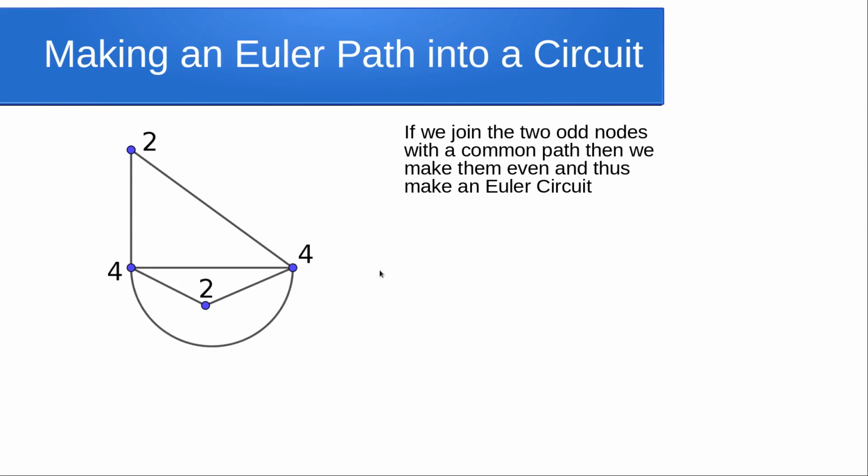Now it might be clear to you that if we had more than 2 odd nodes, let's say we had 2 pairs of odd nodes, then if we join one pair together with a path, we end up with an Euler path, and then we join the next pair together with a path, we end up with an Euler circuit.